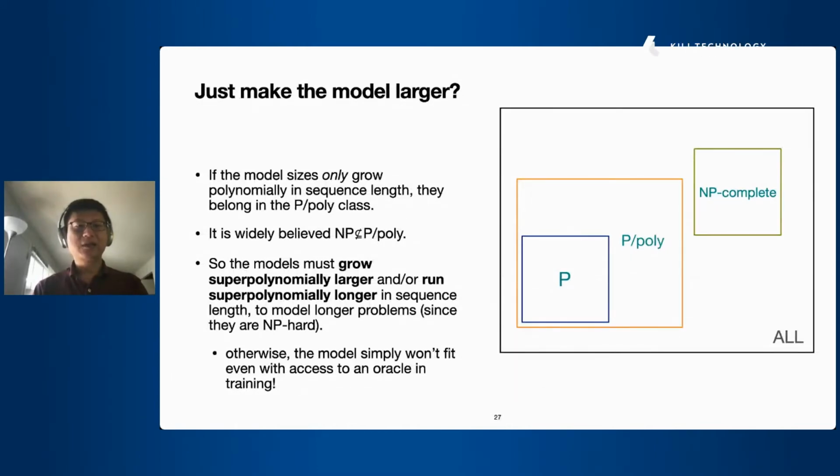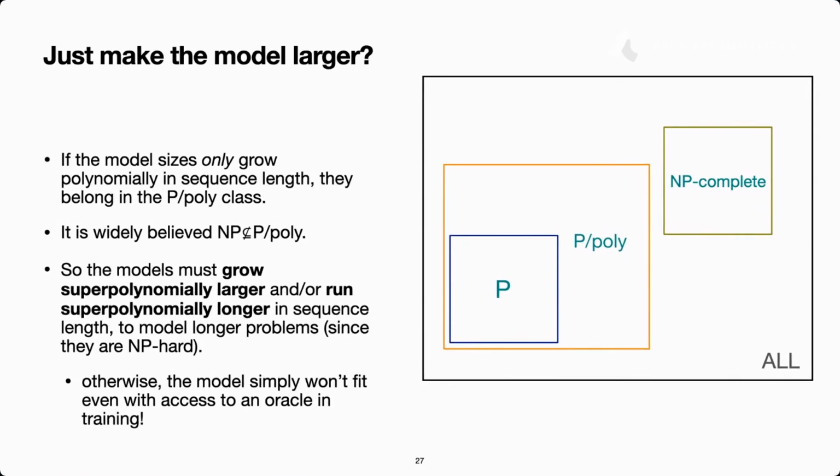If the model size only grows polynomially in the sequence length and takes polynomial time to compute the probabilities, they will belong in the P/poly class. In other words, given the assumption that NP is not a subset of P/poly, the models will have to grow super polynomially larger or run super polynomially longer in sequence length to model the formula assignment problems well.